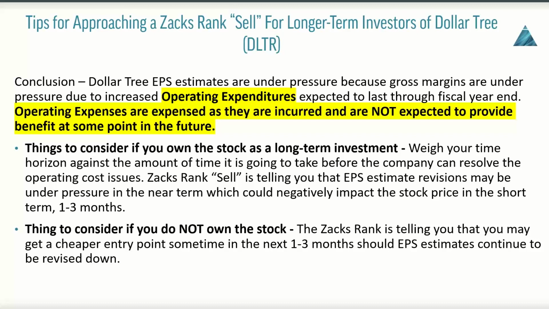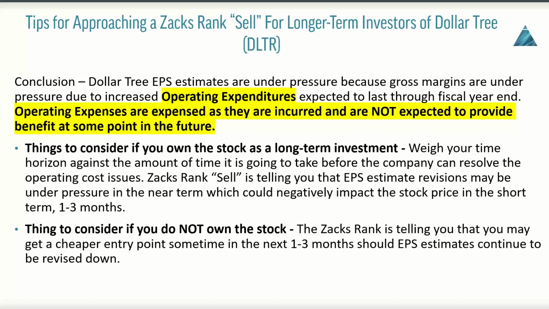So the Zacks Rank sell is telling us that the EPS estimate revisions may be under pressure in the near term, which could negatively impact the stock price in the short term. And again, we like to refer to that as 1 to 3 months. This is really good information to consider when you see a Zacks Rank sell to understand exactly what's going on at Dollar Tree. So things to consider if you do not own the stock, right?